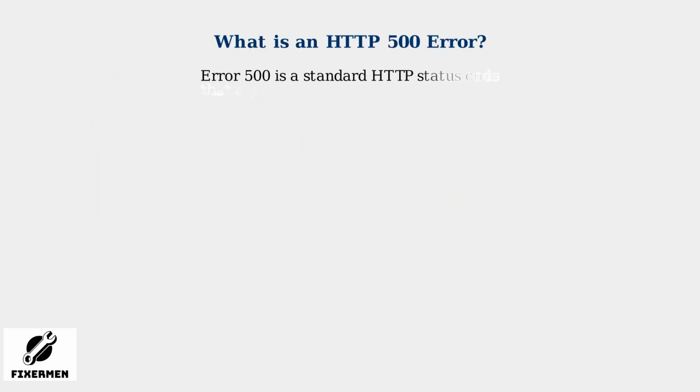HTTP 500 is a standard status code defined by the Internet Engineering Task Force in RFC 7231. It indicates that the server encountered an unexpected condition that prevented it from fulfilling the client's request. This error is generic in nature, meaning it doesn't specify the exact cause, which can make troubleshooting challenging.